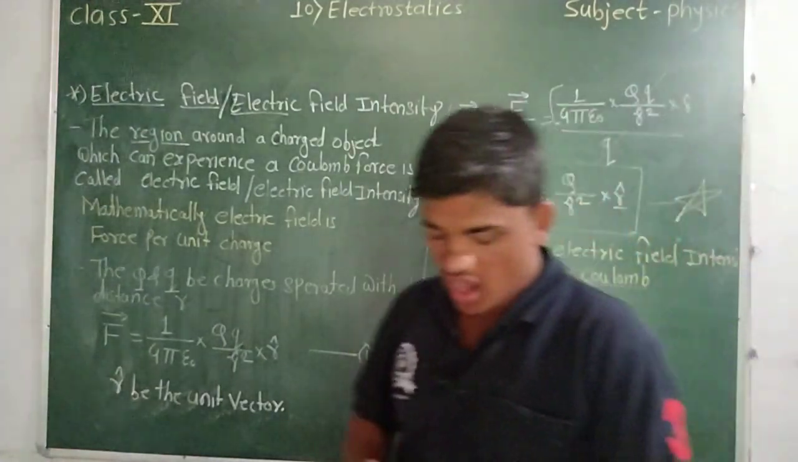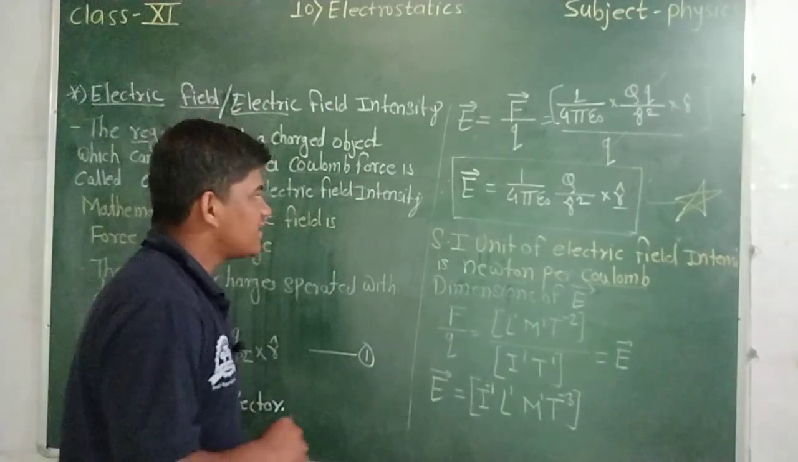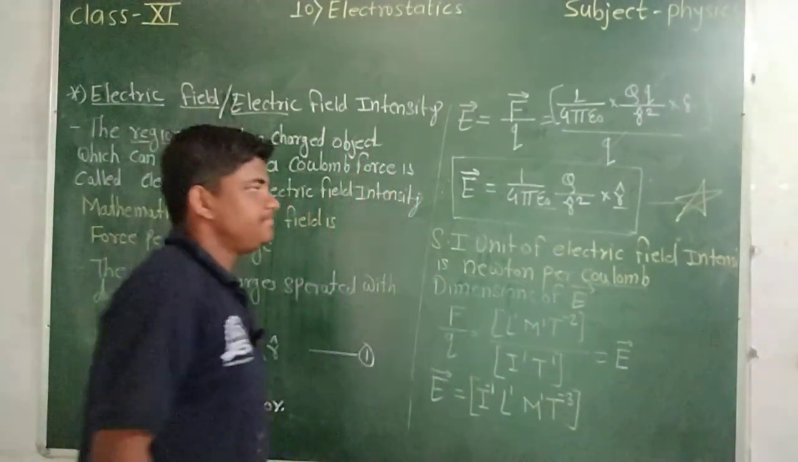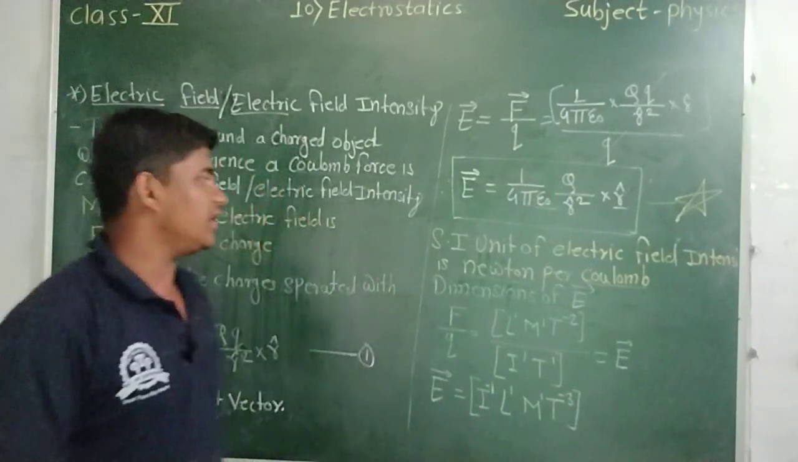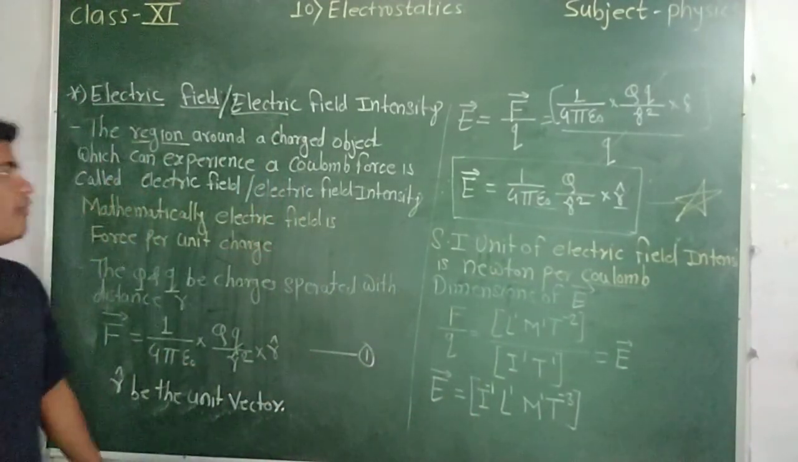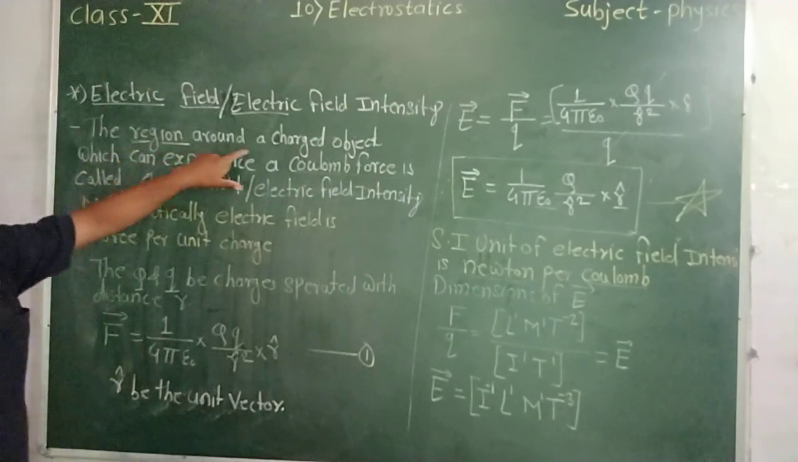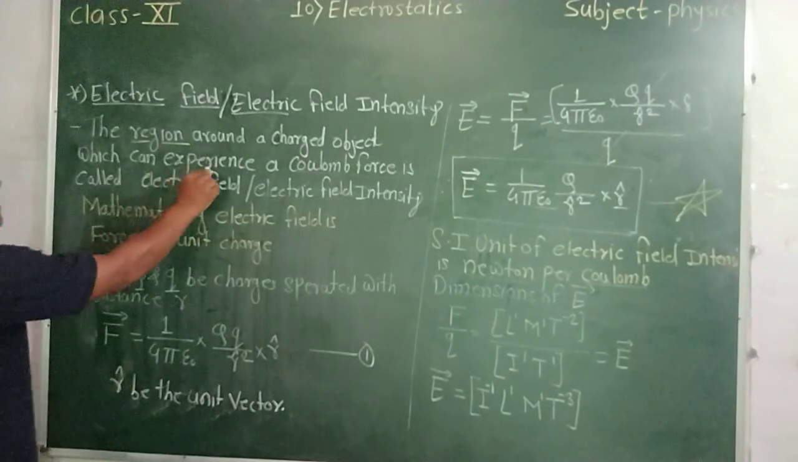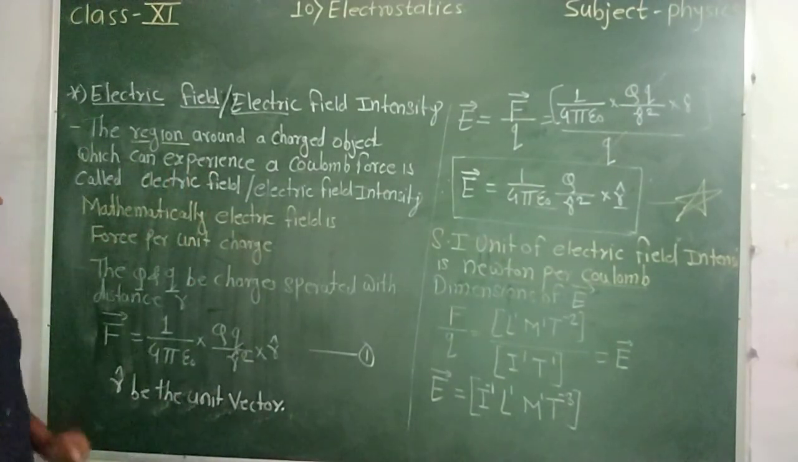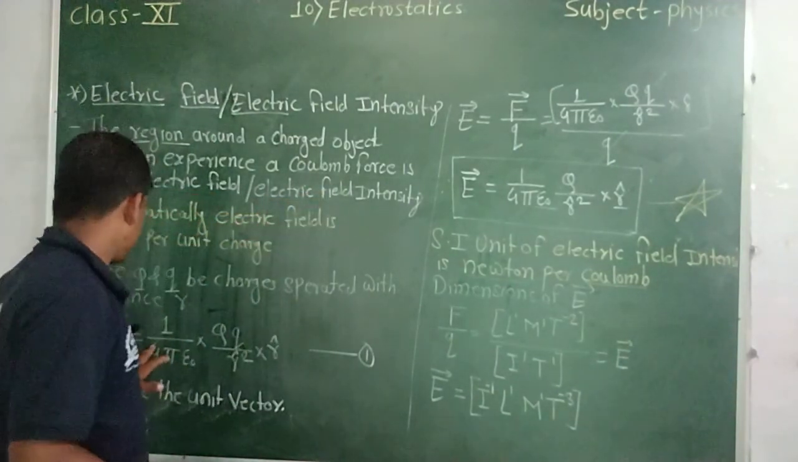In the next lecture, we are discussing electric field intensity due to point charges in a material medium. These are discussions in vacuum medium. We start the revision of the same theoretical parts. The electric field or electric field intensity is the region around the charged object which can experience the Coulomb force, and it is called electric field or electric field intensity.